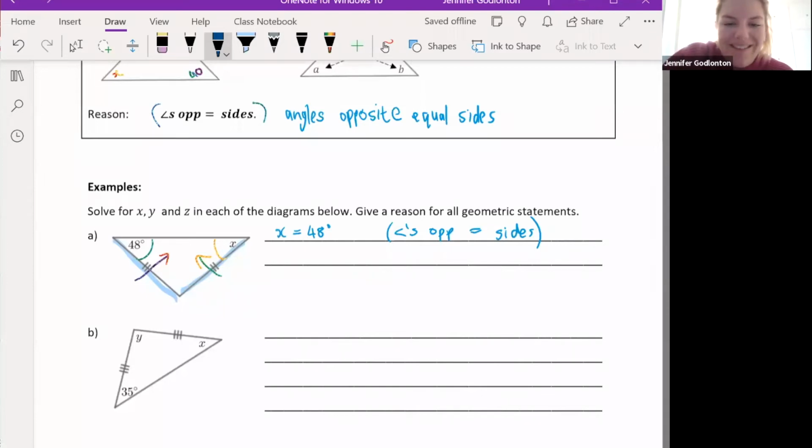Ma'am, I think X is equal to 35 degrees. Perfect. And then what is its reason? It's an isosceles triangle, so it's opposite sides. Good. So we're going to say angles opposite equal sides. Perfect. Nice job. Thank you. I'm just going to give everyone a little bit longer to give Y a try.